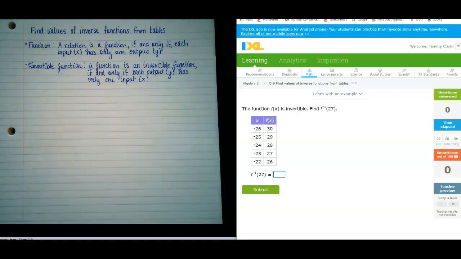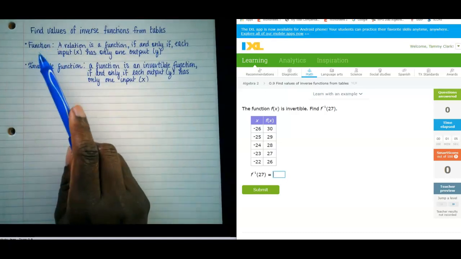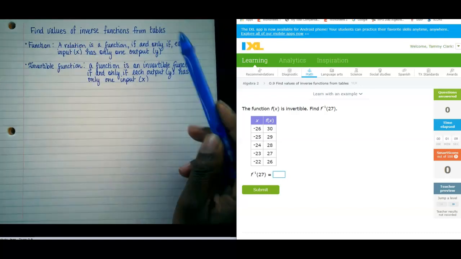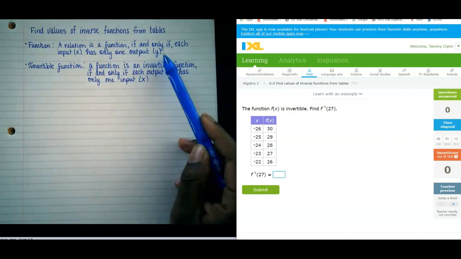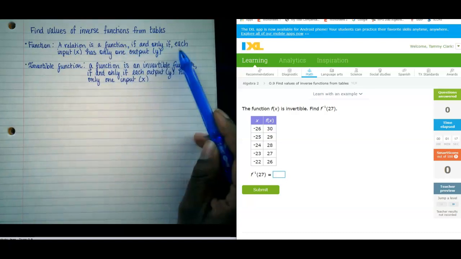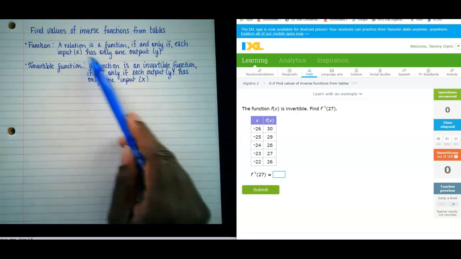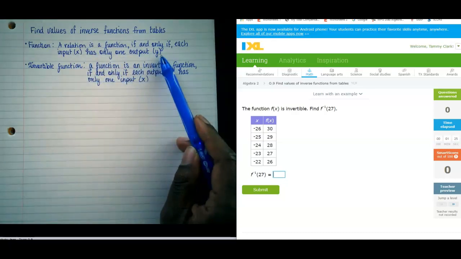Hello, today we're going to talk about finding values of inverse functions from tables. I wanted to remind you of what a function is. Remember, a function is a relation that has only one input to one output. Or you can think of it as a relation is a function if and only if each input, or each x value, has only one output value, which is y.